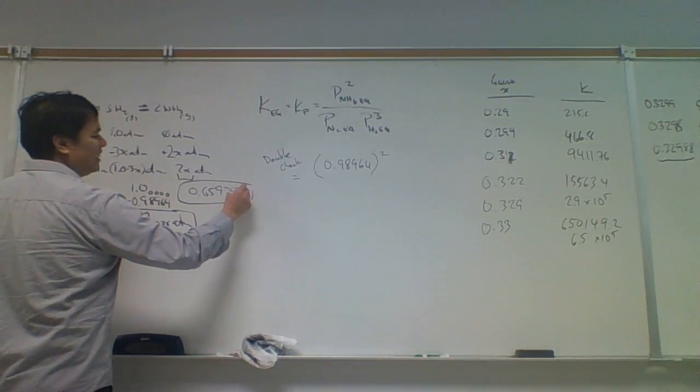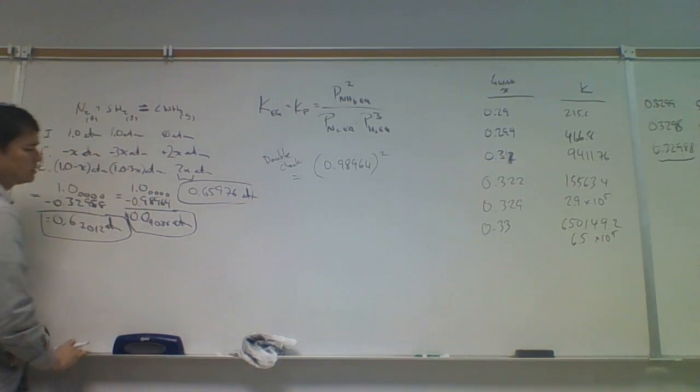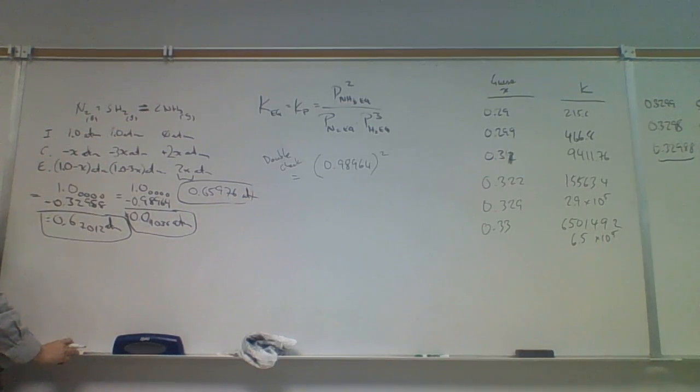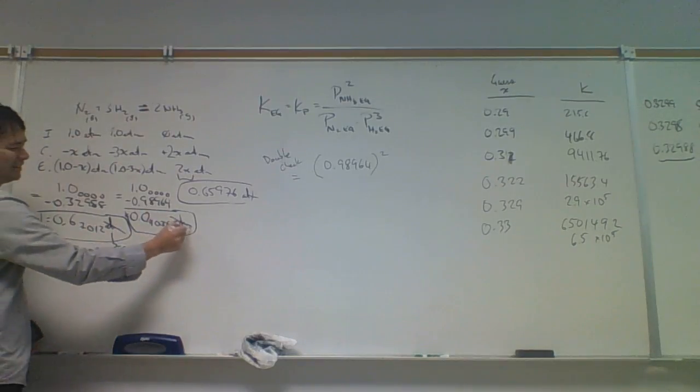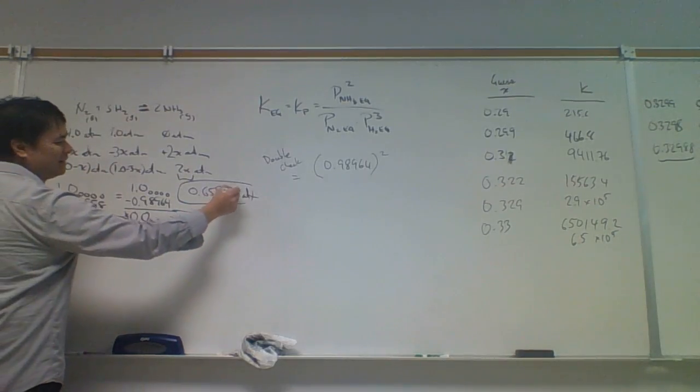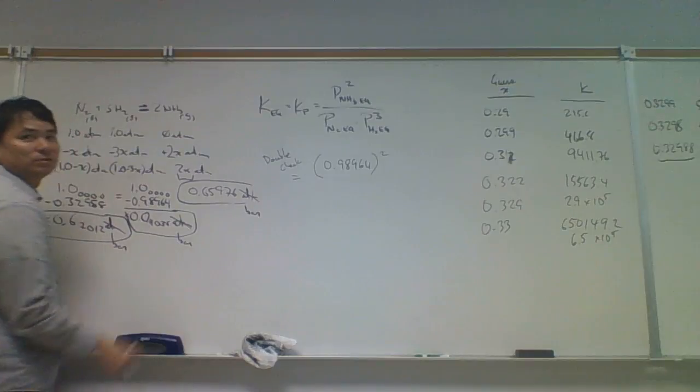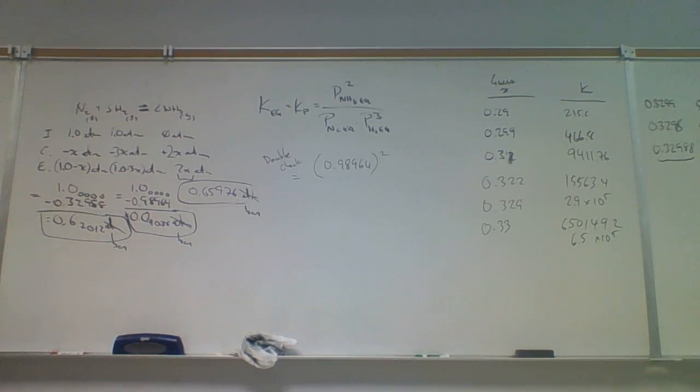The other thing I made a mistake with is this. The data I got for delta G was from Appendix D. And Appendix D is not in atmospheres. Appendix D is in bars. So all these units should be bars, not atmospheres. They're up in the equation also. Yep, in the equation also.